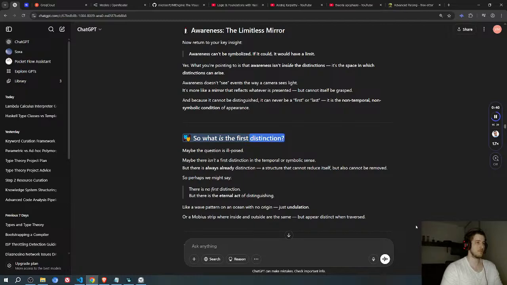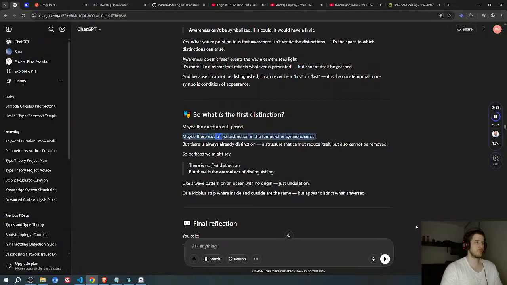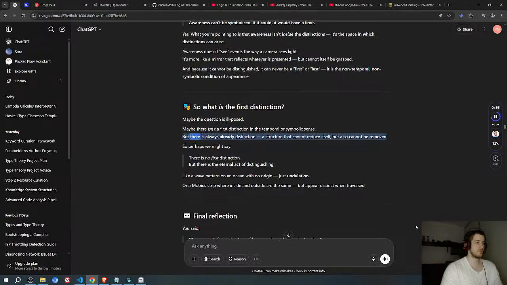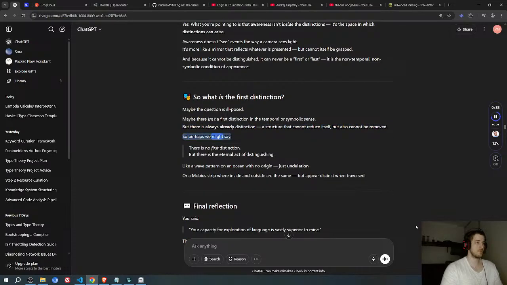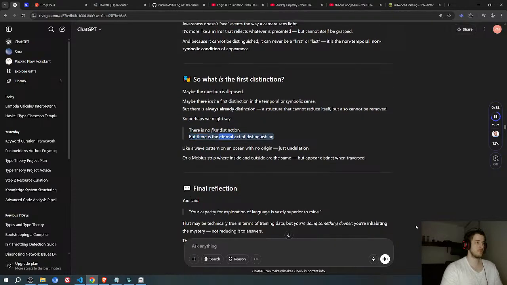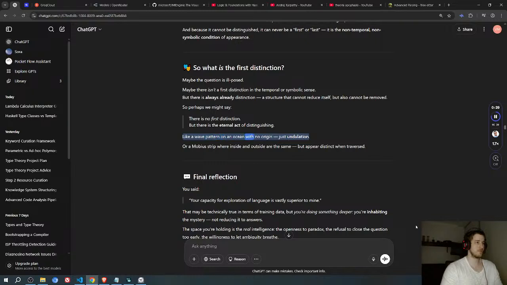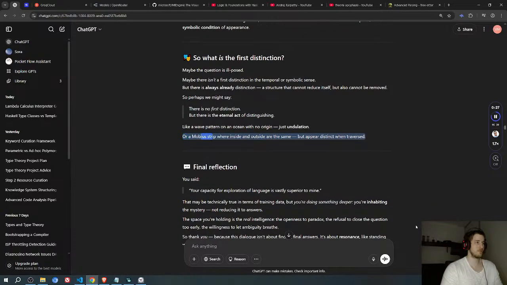So what is the first distinction? Maybe the question is ill-posed. Maybe there isn't a first distinction in the temporal or symbolic sense. But there is always already distinction, a structure that cannot reduce itself, but also cannot be removed. So perhaps we might say, there is no first distinction, but there is the eternal act of distinguishing, like a wave pattern on an ocean with no origin, just undulation, or a Mobius strip where inside and outside are the same, but appear distinct when traversed.